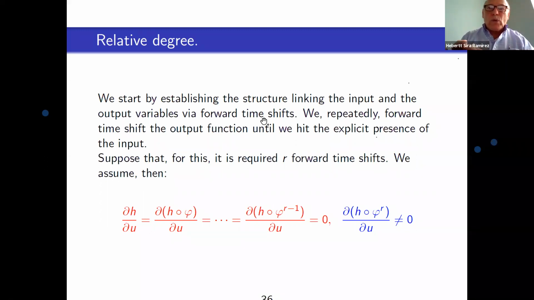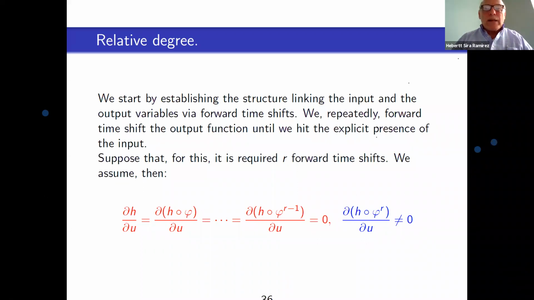And so what we do is define a process in which we repeatedly forward the time shift of the output function, generating functions of the state and the control input. And possibly we assume that in those iterations, you will not find the presence of the input immediately, but that you will find it sometime along the process of iterating the next state map in relation with the output. You will find the explicit presence of the input after some, let's say, R steps forward are taken.